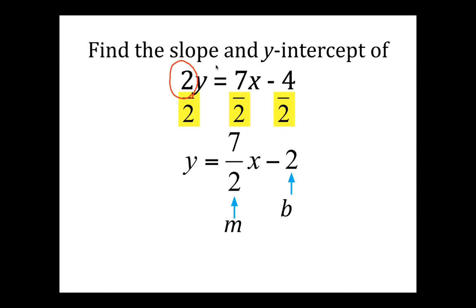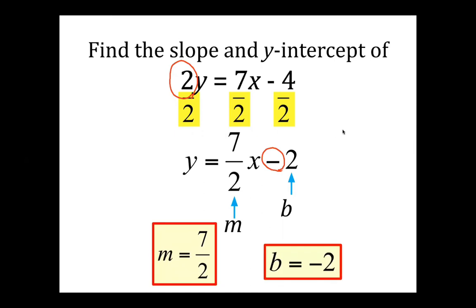Now that you have your equation solved for y, it's pretty simple to find the slope. y equals mx plus b, 7/2 is m, and then -2 would be your y-intercept, or b. Always make sure to consider what sign is in front of both your slope and your y-intercept, since that is really crucial in stating the correct y-intercept and slope. So your slope would be 7/2, and your y-intercept, or b, equals -2.